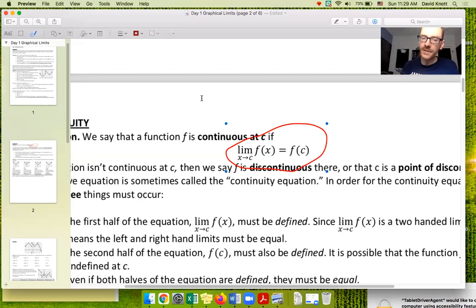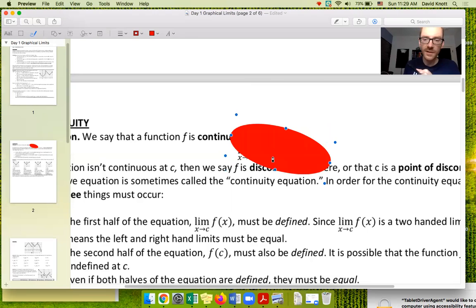It turns out there's a lot of things that can go wrong. And in fact, for this equation to actually hold, in order for this equation to be true, a lot of things have to go right. And so what we're going to do is we're just going to unpack that. We're going to try to understand all the things that have to go right in order for this equation to actually hold. And that'll lead us to understand that when this equation is true, there are no gaps in the graph.